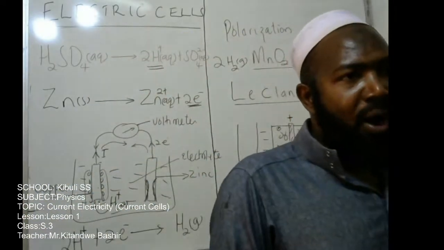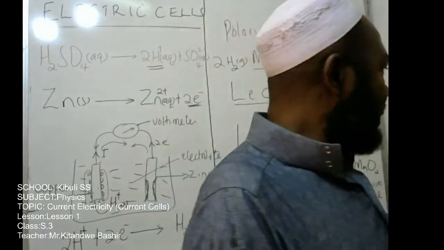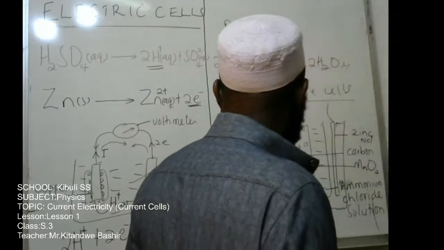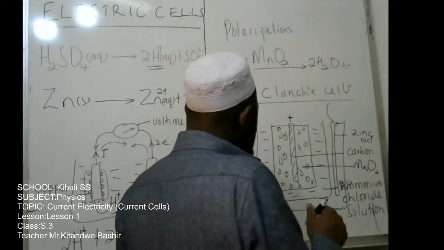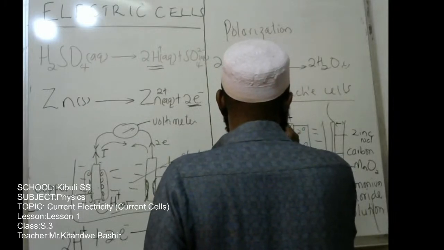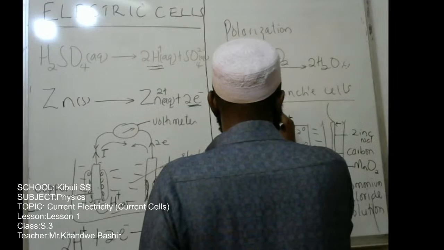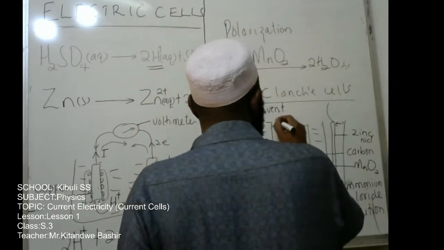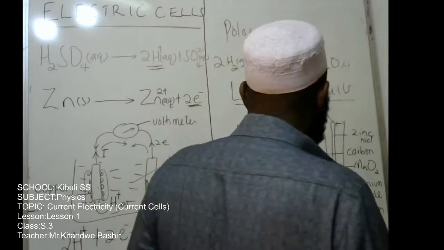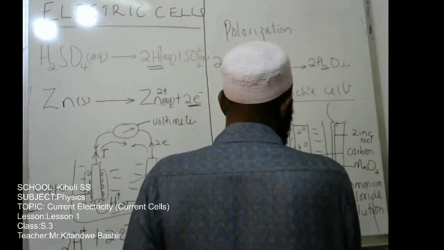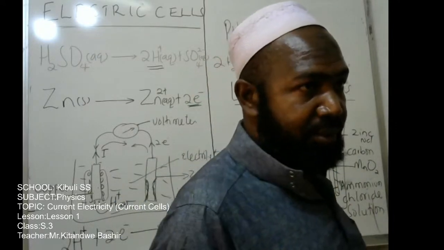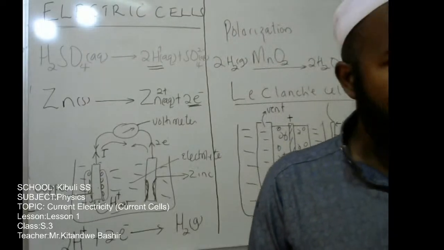Now, how does it work? That is the structure. But we also have what we call a vent here. I'm just drawing a rough one. A vent is just an outlet. And the rest here is ammonium chloride solution. The clear diagram, you'll see it in the notes here.